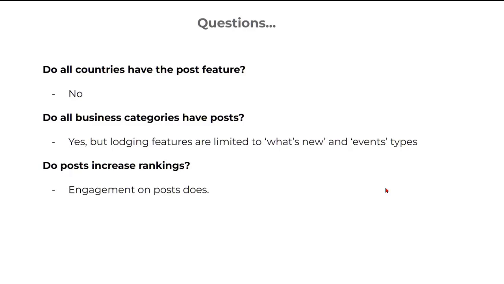Do all business categories have posts? Yes, I think all business categories have posts at this point. The lodging ones used to not have it, but now they do, but they're limited to the what's new and the event type posts. And do posts increase rankings?